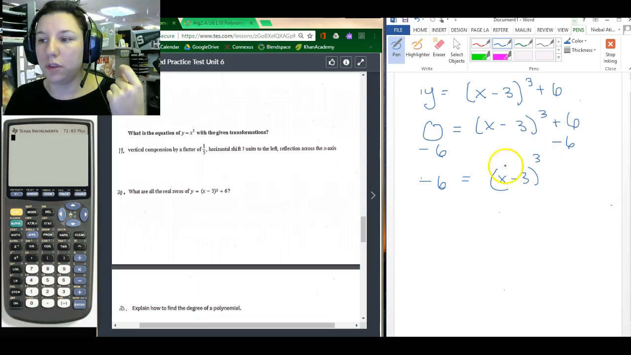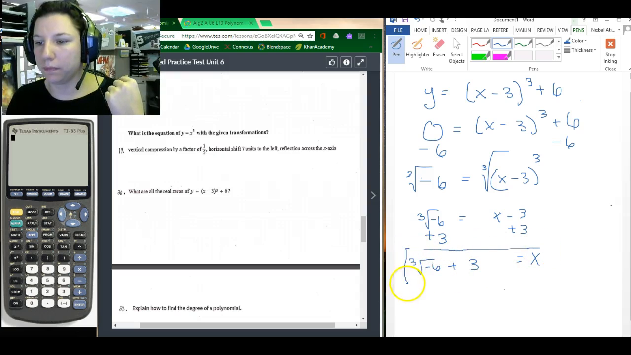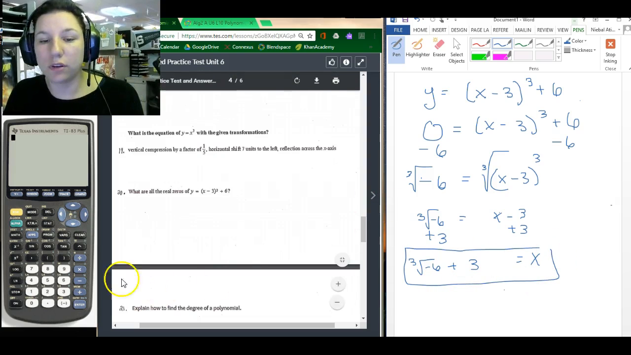Now we're going to undo the cube by taking the cube root. And we have to do that on both sides. And then we're going to add 3. So we get x is equal to the cube root of negative 6 plus 3. And that's just a number.